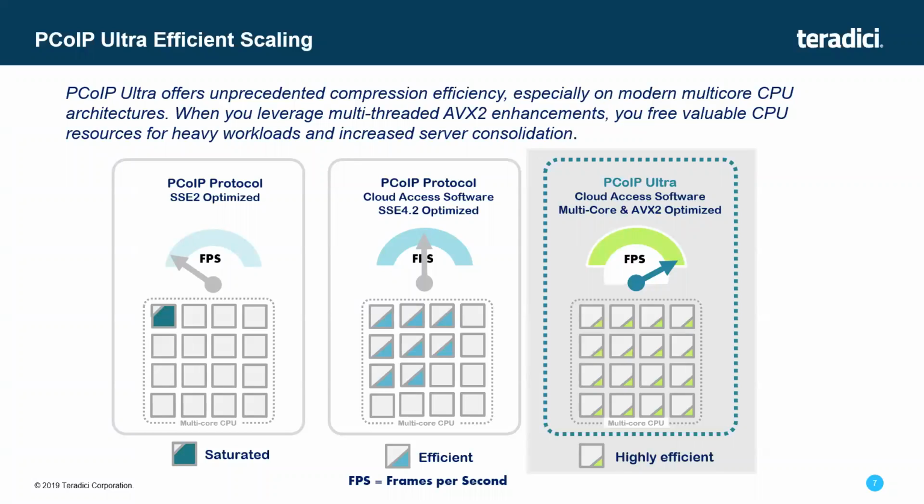With the SSE 4.2 version of PCoIP in the middle there, we were able to become more multi-threaded and improve the performance over the SSE2 version, but we're still seeing some limitations in terms of real-world performance. And finally, with the AVX2 version and PCoIP Ultra on the right there, we are finally capable of doing true thread scaling and scaling efficiently across many different cores, able to achieve very high performance.